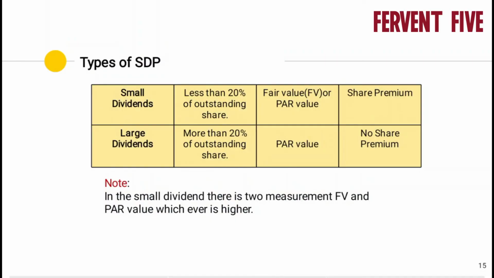So, merong 2 types ng share dividend payable. So, una is yung small dividends and the other one is the large dividends. Sa small dividends, there is less than 20% of outstanding share and it is recognized at fair value or par value and it arises from share premium. Sa large dividends naman, it has more than 20% of outstanding share and it is recognized at par value only and hindi siya nag-a-arise sa share premium.